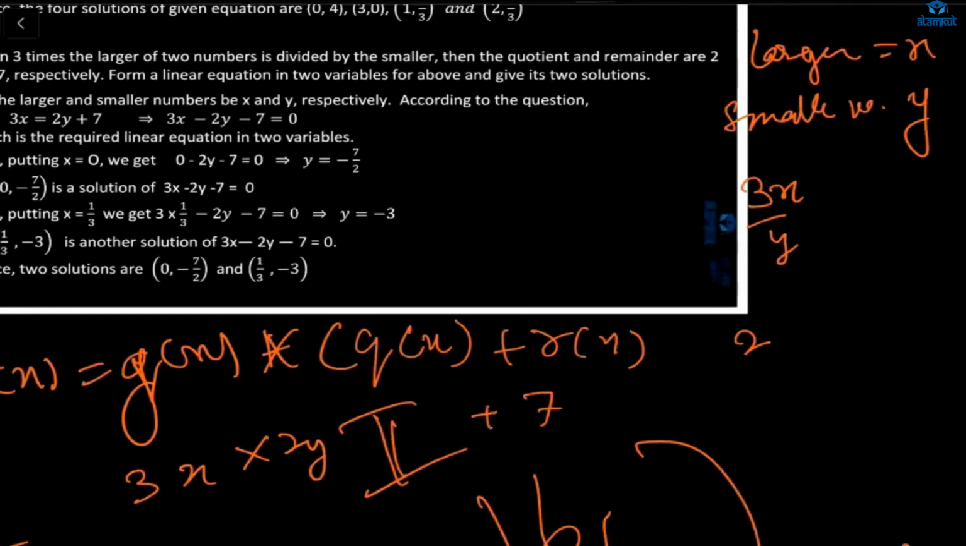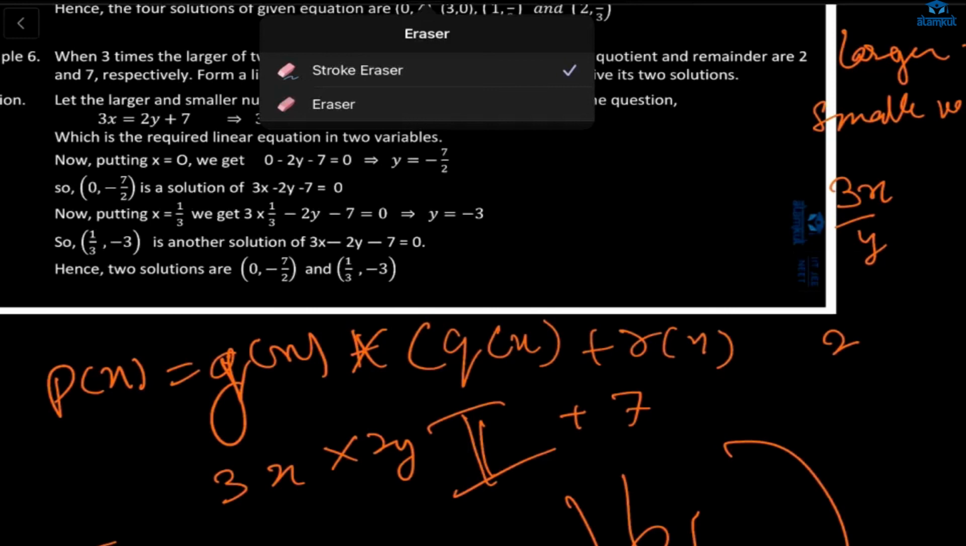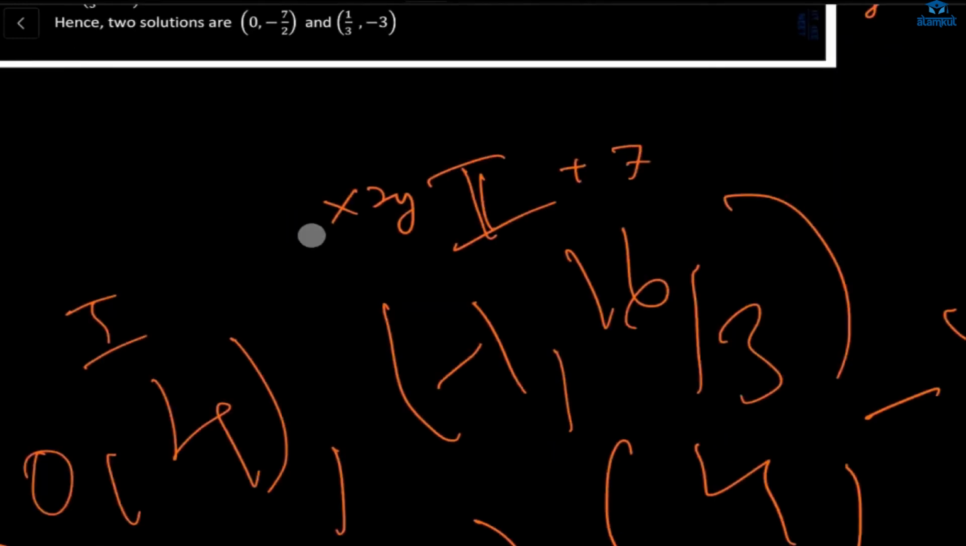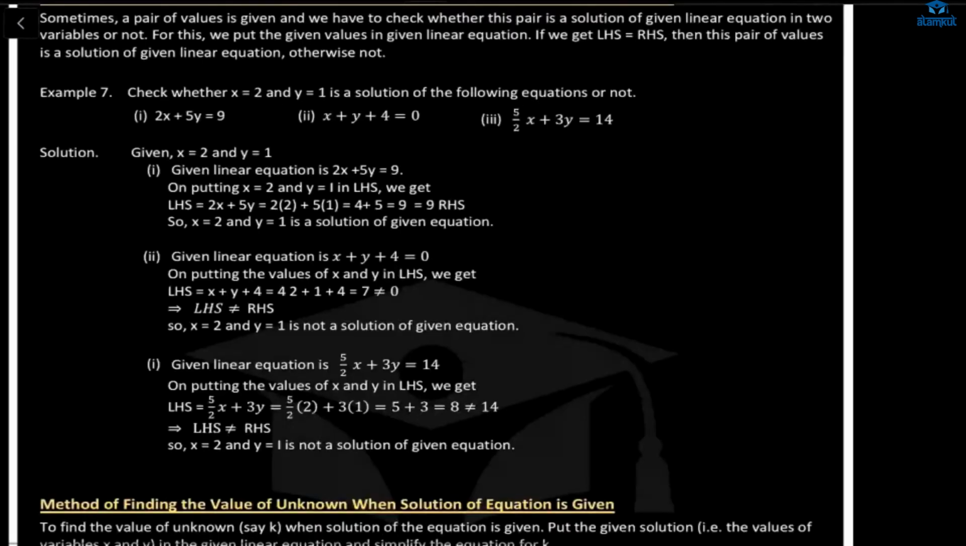I will first check this equation, because the statement, 3 times the larger of two numbers divided by the smaller, is a little tricky. I will go through it and then let you know. Till then we are closing here. We are almost completing this section. So I'm ending the class here.